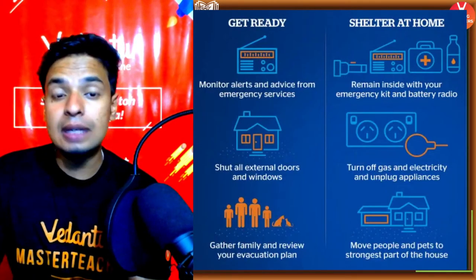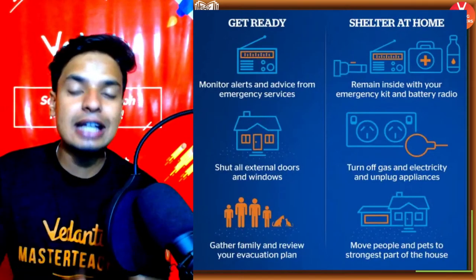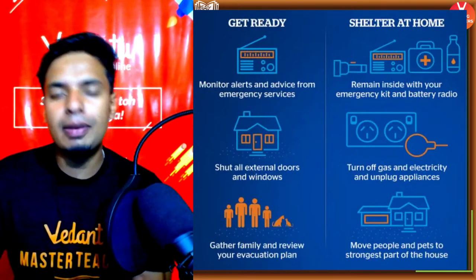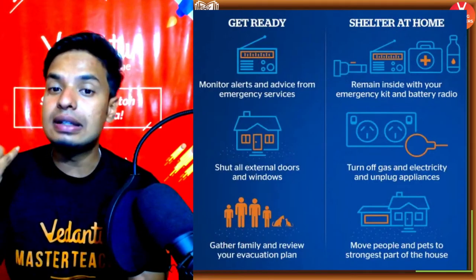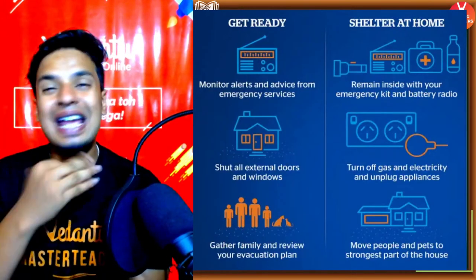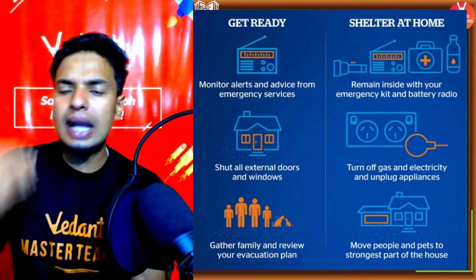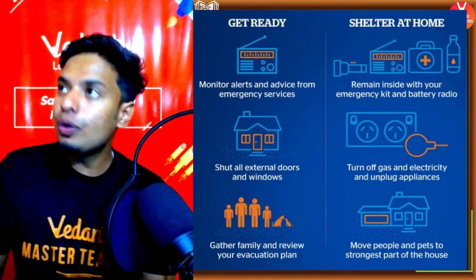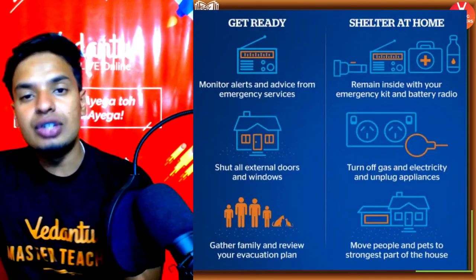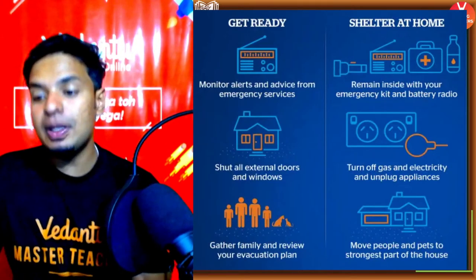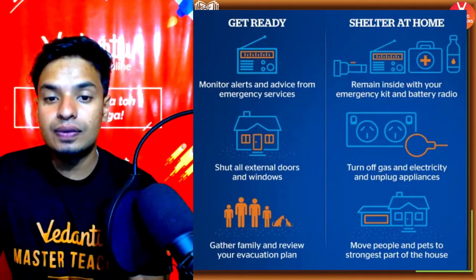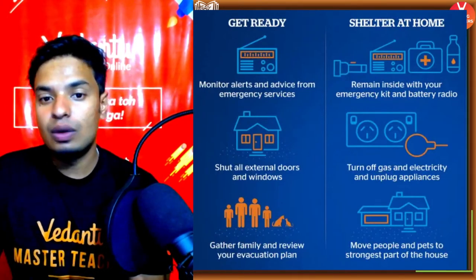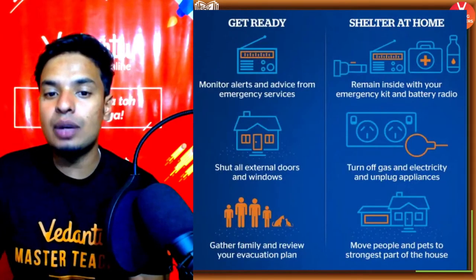The weather forecasting department, the meteorological department, gets to know about the cyclone, and they will inform everybody. You will keep on getting alerts in the radios, in the television, in your phones, everywhere. So make sure you get prepared for it. Check out the news, your phone, the TV. There might be alerts. Shut all the external doors and windows.